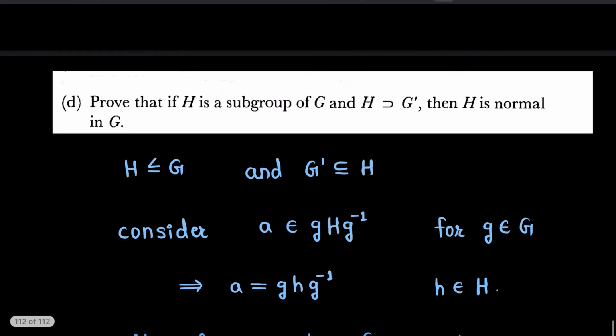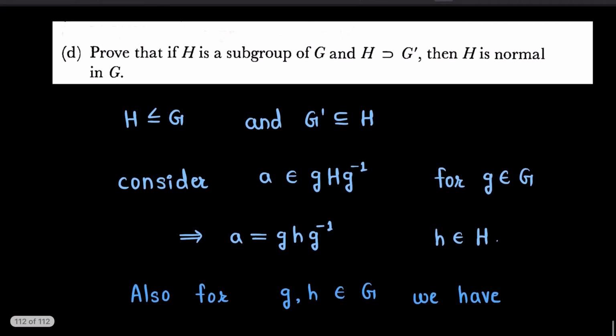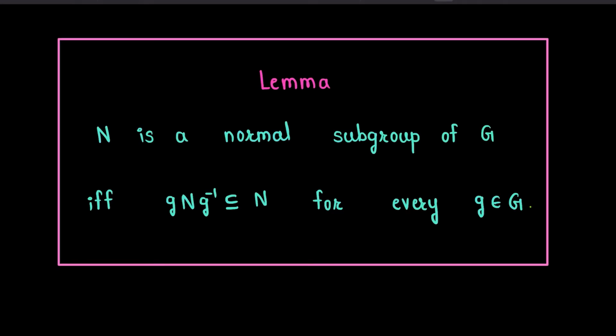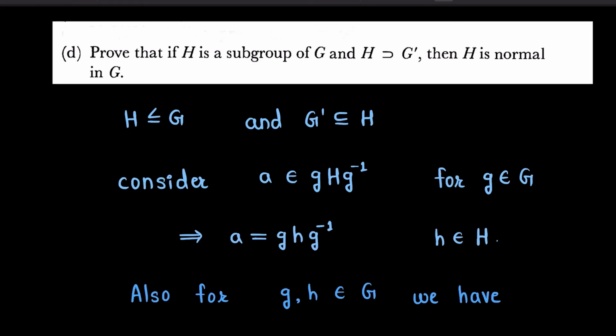Next, the last part is D. We have to prove that if H is a subgroup of group G and G dash is a subset of H, then H is a normal subgroup in G. Again, to prove H is a normal subgroup in G, we are going to use the same lemma. So here H is a subgroup of G and G dash is a subset of H.